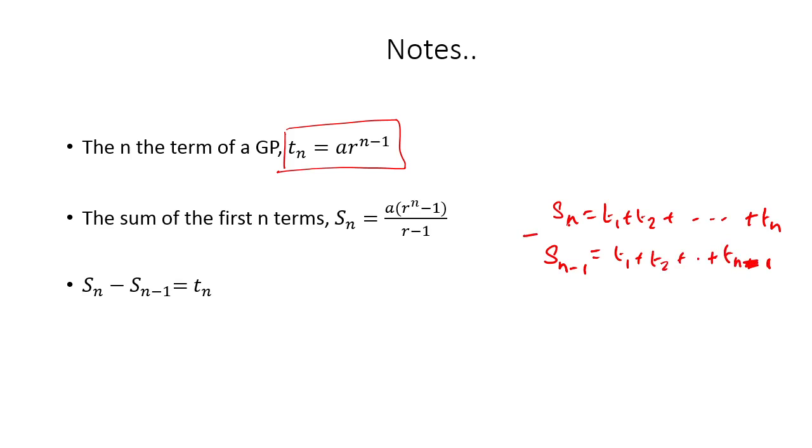So if I subtract these two, all these terms will cancel each other. Till Tn minus 1, they all cancel, only Tn will remain. So that's how we know that Sn minus Sn minus 1 is the nth term of the geometric progression. And this is something that we'll be using when we know Sn, and based on that we want to show that that sequence of numbers is a geometric progression. That is when we'll be using this property.